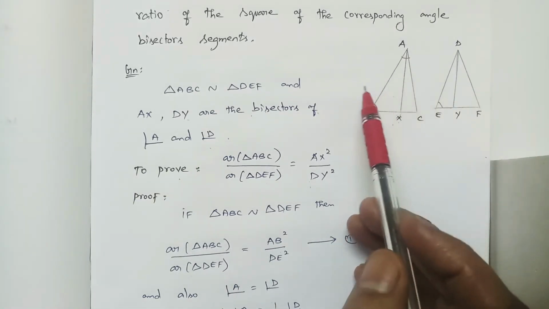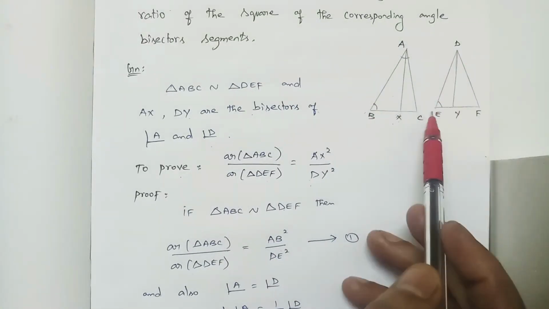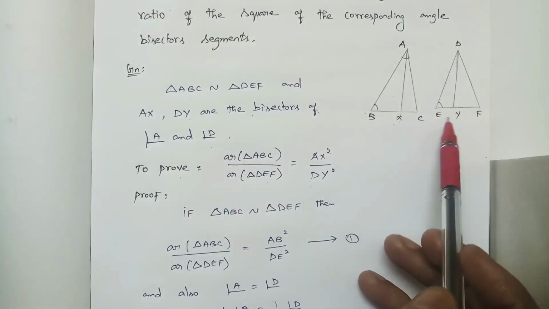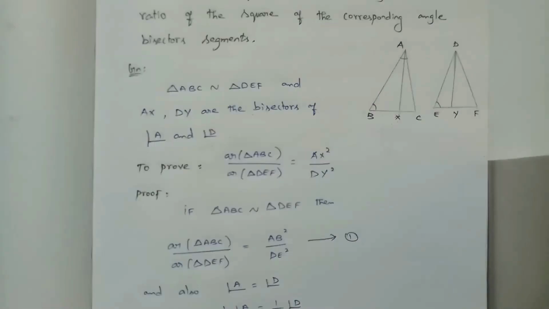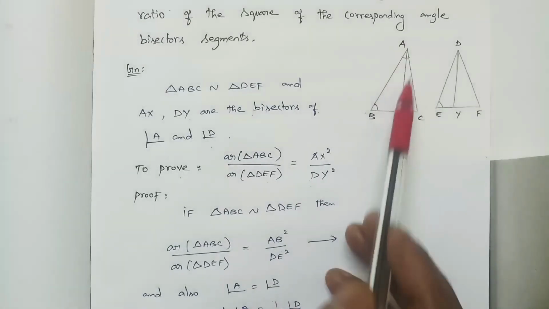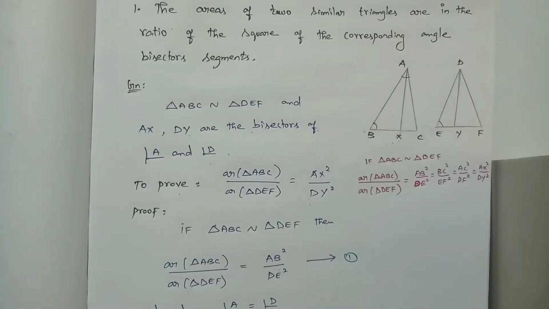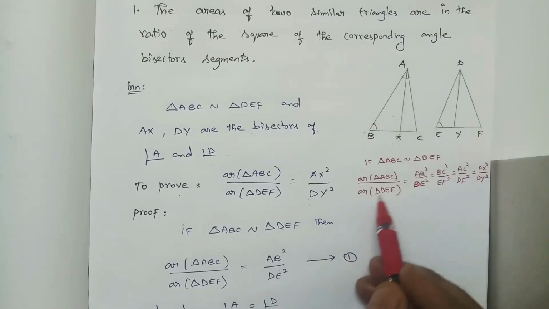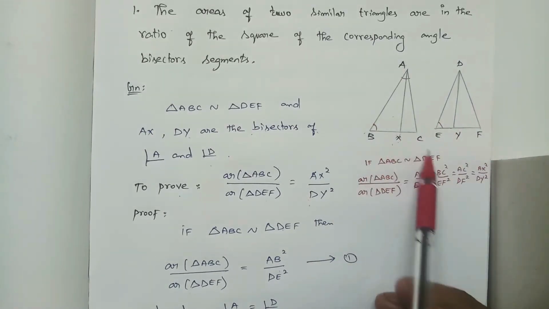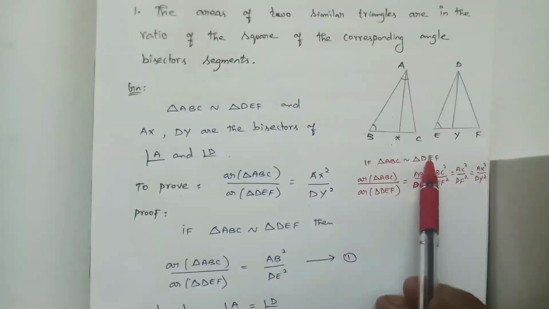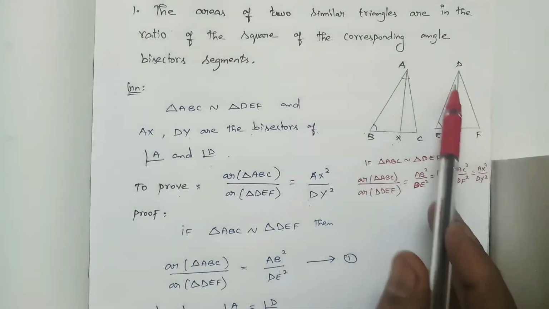Area of triangle ABC divided by area of triangle DEF is equal to AB square divided by DE square, which is equal to BC square divided by EF square, which is equal to AC square divided by DF square, which is equal to one more, why? Because AX is also included here: AX square divided by DY square. Understood?